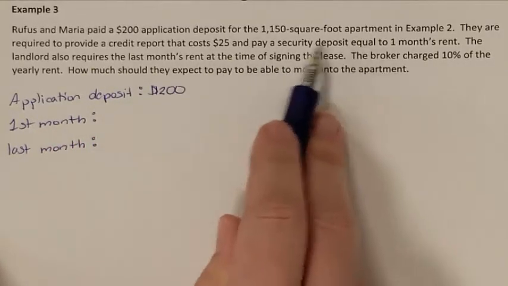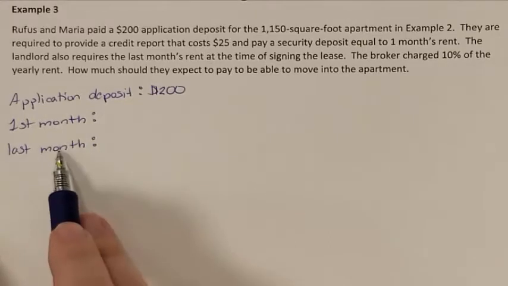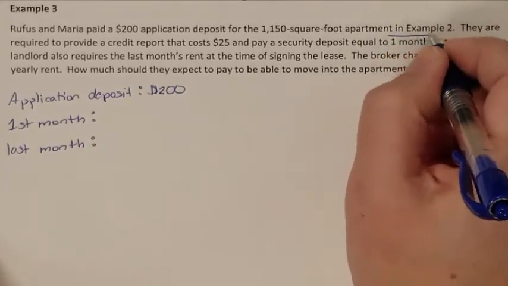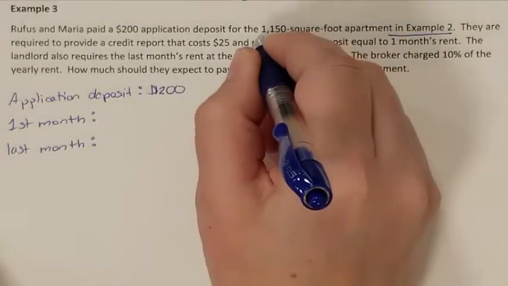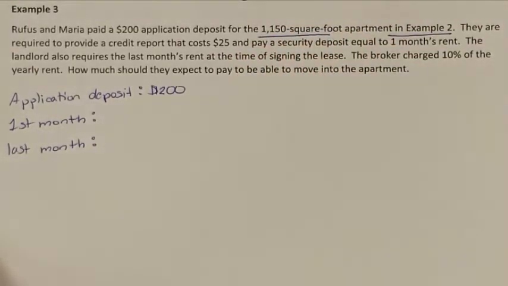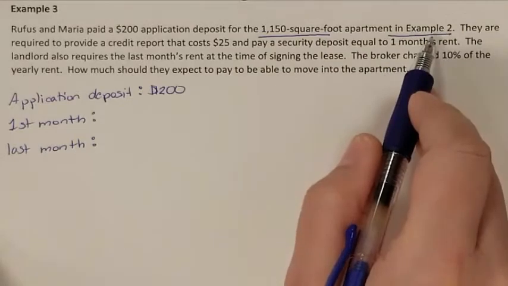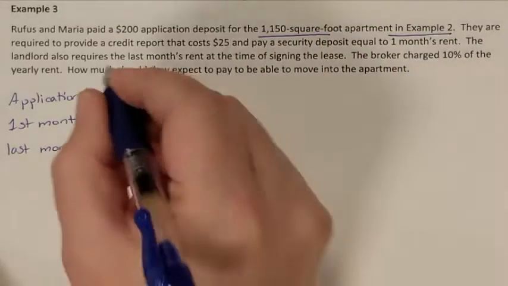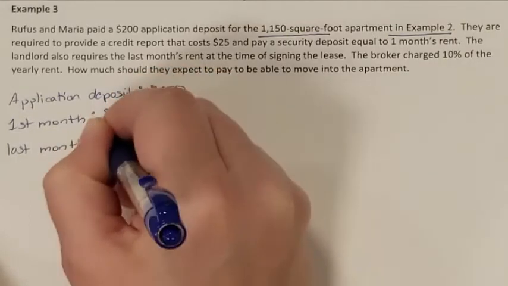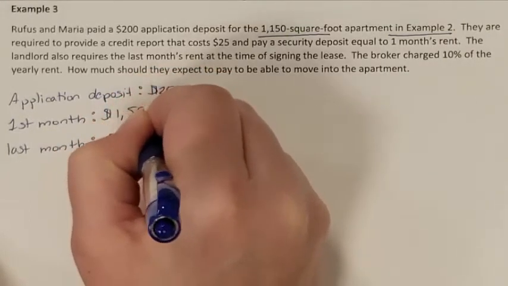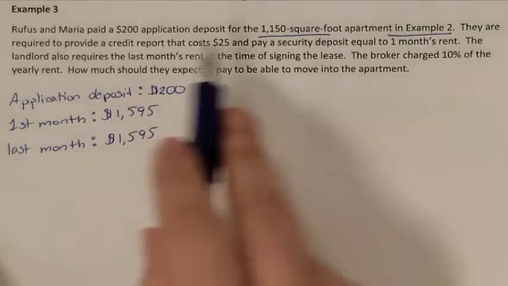This never tells us how expensive the rent is going to be, but it did tell us that this is from example 2, which means I need to look for the 1,150 square foot apartment in example 2 to find out what the rent is going to be. And when you do that, you found the rent was $1,595. So there's first and last month's rent.